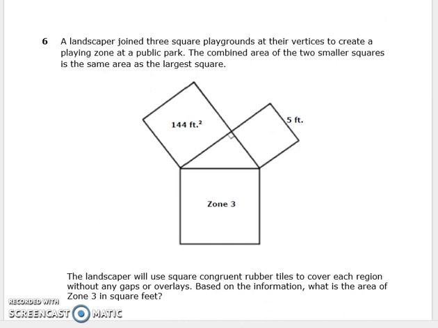Number 6. A landscaper joined 3 square playgrounds at their vertices to create a playing zone at a public park. The combined area of the 2 smaller squares is the same area as the largest square. The landscaper will use square congruent rubber tiles to cover each region without any gaps or overlaps. Based on the information, what is the area of Zone 3 in square feet?